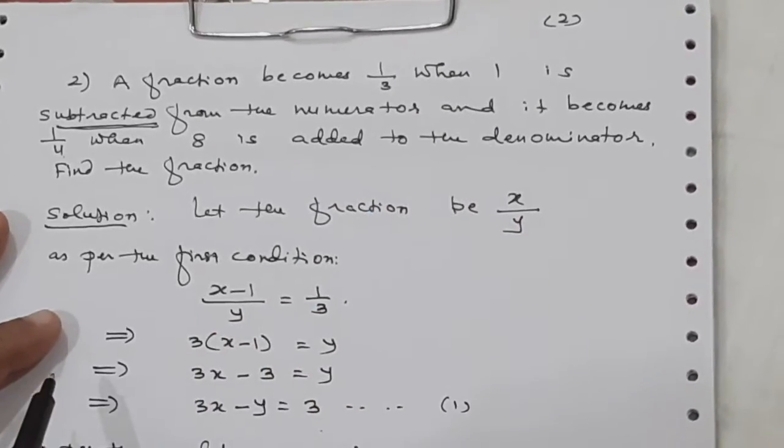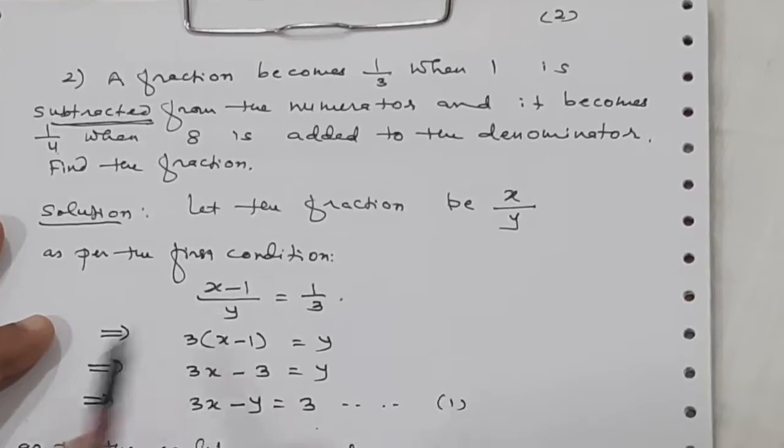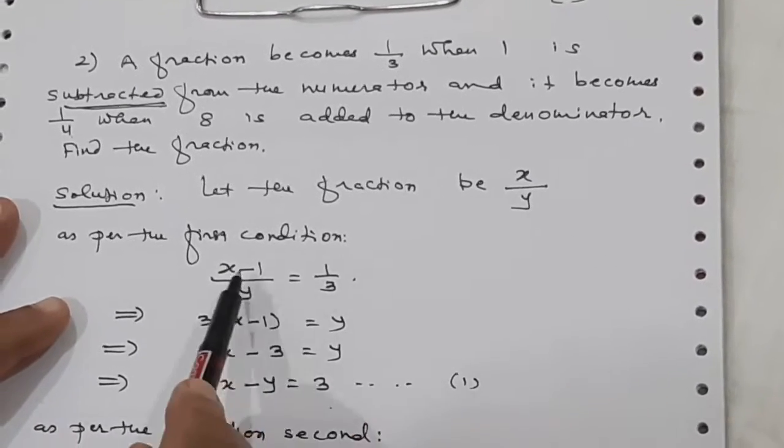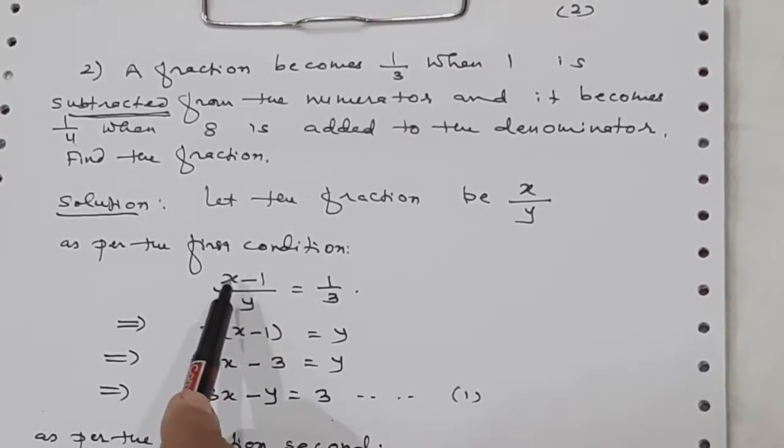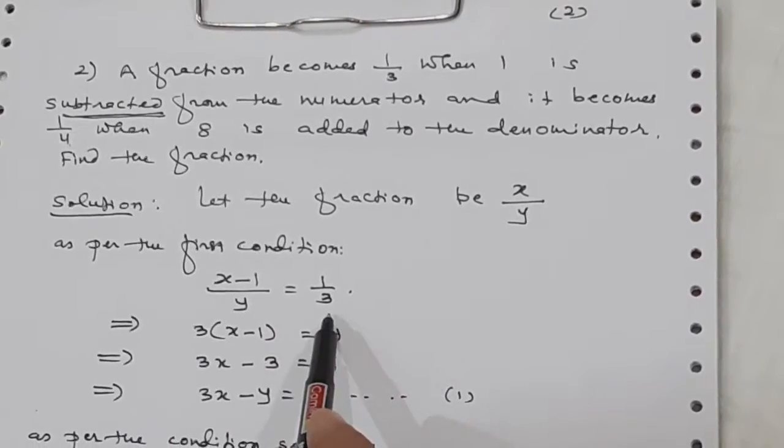1 is subtracted from numerator. So what is numerator here? X. Subtract 1. So x minus 1. Denominator remains as it is. So x minus 1 upon y is equal to 1 upon 3.